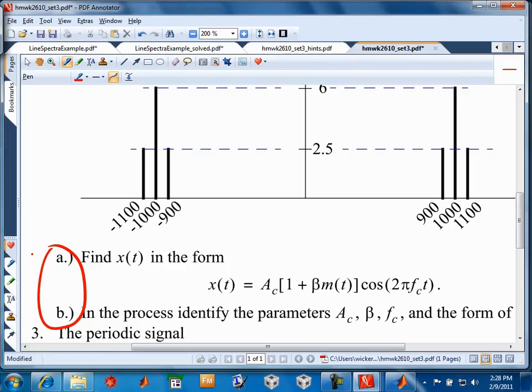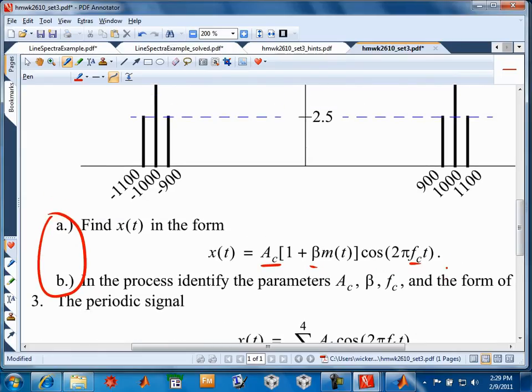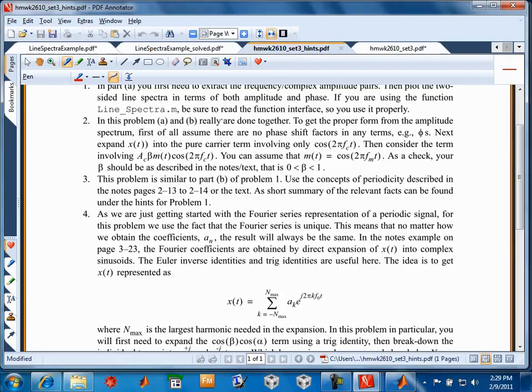together. So you go from the spectrum and you go backwards and you determine what every parameter is: AC, beta, FC, and M of t. You'll identify M of t from that. So that's what I say in the hints page over here. And this is available on the website right now.